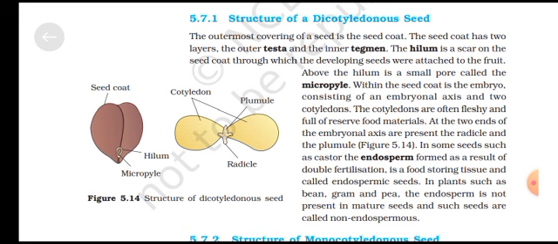At the two ends of the embryonal axis are present the radicle and the plumule. In some seeds, such as castor, the endosperm formed as a result of double fertilization is a food storing tissue, and these are called endospermic seeds. In plants such as bean, gram, and pea, the endosperm is not present in mature seed, and such seeds are called non-endospermous.